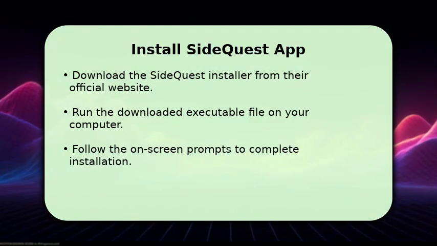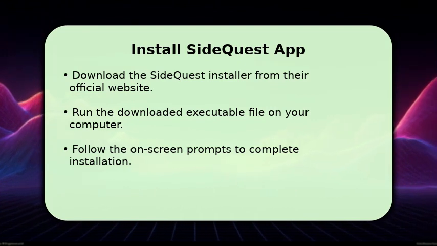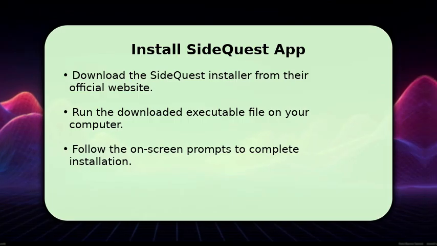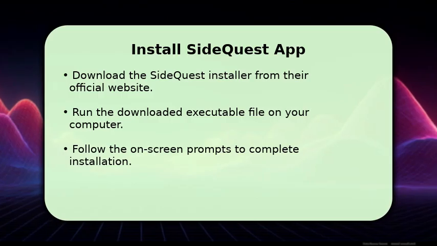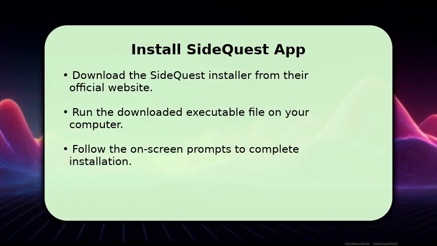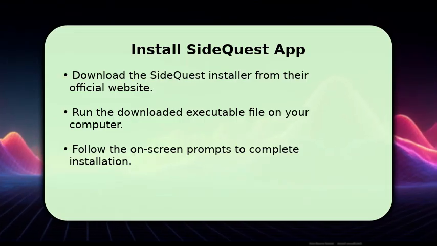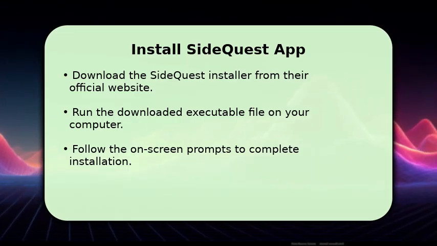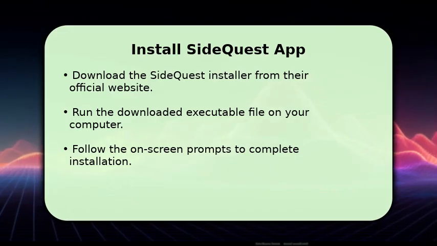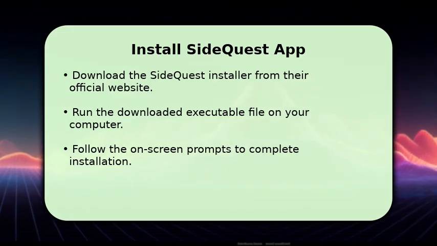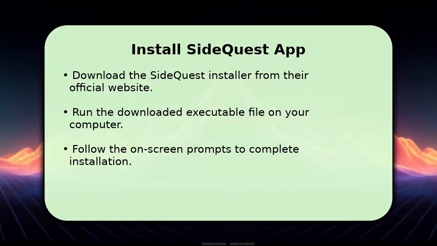Now, let's get the SideQuest application installed on your computer. Visit the official SideQuest website and download the appropriate installer for your operating system. Once downloaded, run the executable file and follow the straightforward on-screen instructions to complete the installation process. After successful installation, launch the SideQuest application. You're now just one step away from connecting your headset and exploring new content.